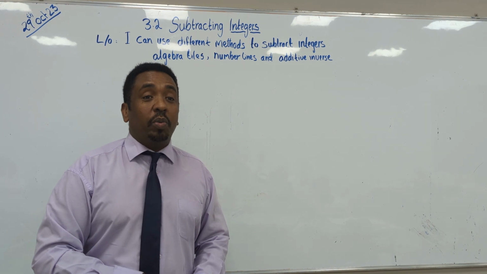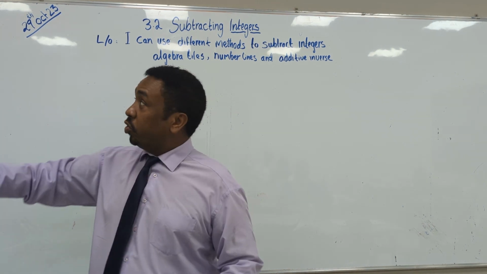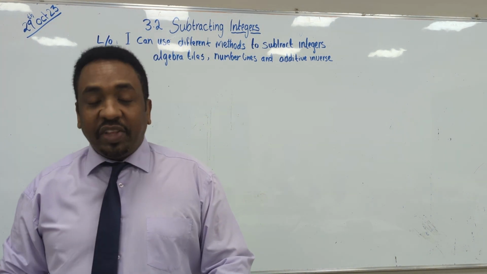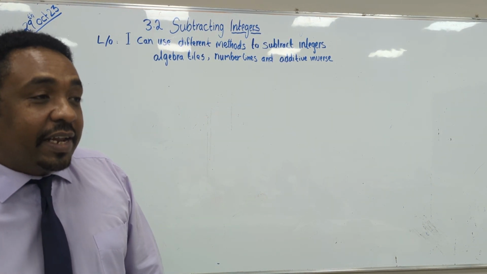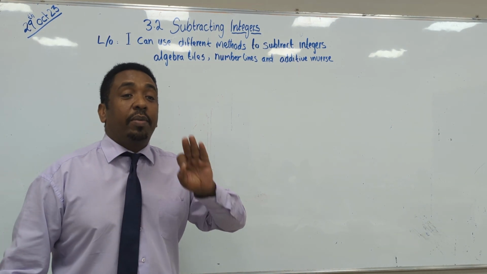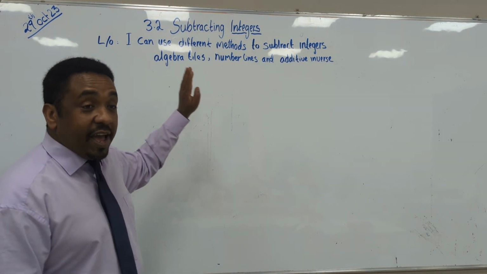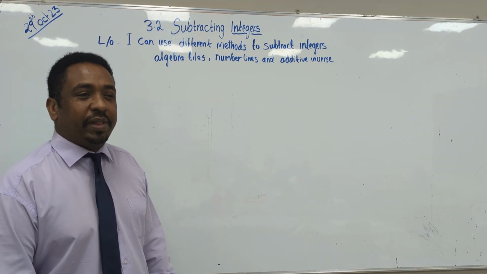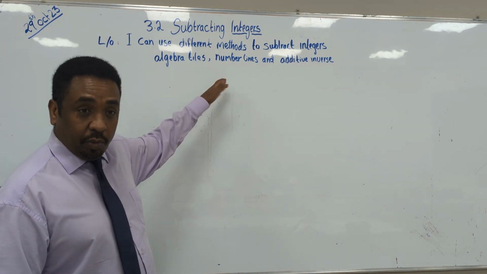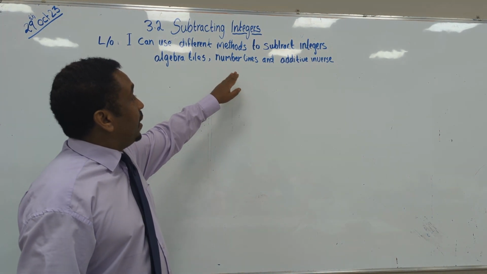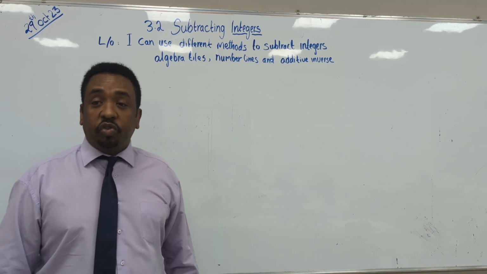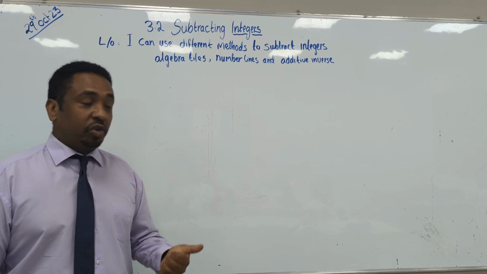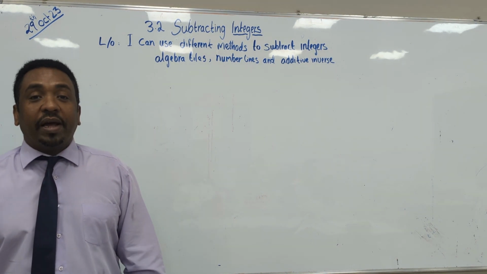What I want you to do is write down the title, the date and the learning objectives. What is the learning objective? At the end of this lesson, everybody in this class should be able to subtract integers using different methods. What are those different methods? Algebraic ties, we'll have an example in a minute, number lines, which we have already used, and also additive inverse. So this is something that we're going to practice today.